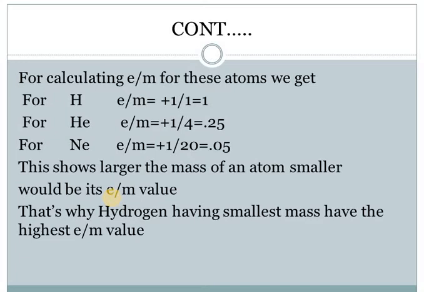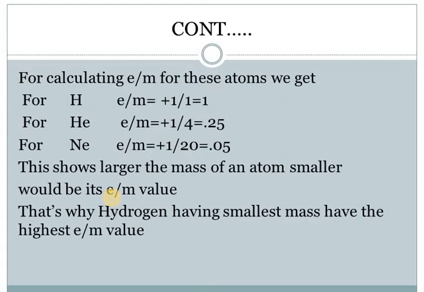This is very important objective as well as your short question over there. They can ask you in short question why hydrogen has the highest E by M value. Sorry, it isn't the smallest, it has the highest E by M value. Because it has the smallest mass, so it has the highest E by M value. Or they can ask you in your objectives, they can give you all the atoms with their atomic masses and ask you which of them would have highest or smallest E by M ratio.